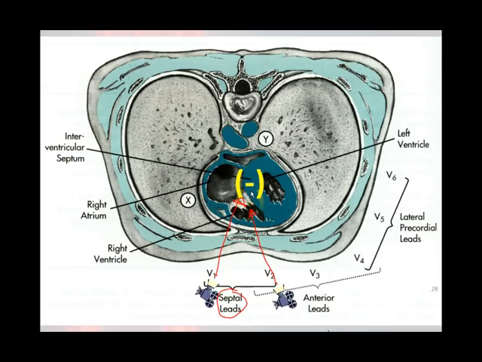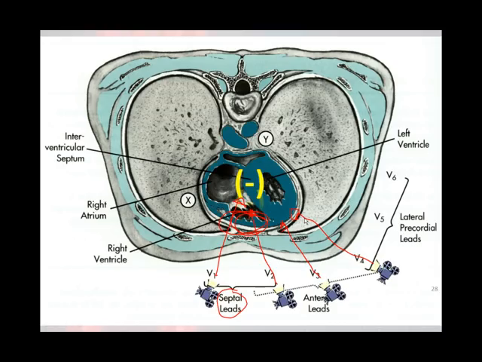V3, on the other hand, is considered an anterior left ventricle lead, not the anterior aspect of the heart. So we're looking over here at the anterior left ventricle. This is the anterior aspect of the heart. We're not looking at that. Lead V3 is looking at the anterior left ventricle. V4 is also looking at the anterior left ventricle of the heart as well. So V4 is kind of looking in this direction. My line's a little crooked.